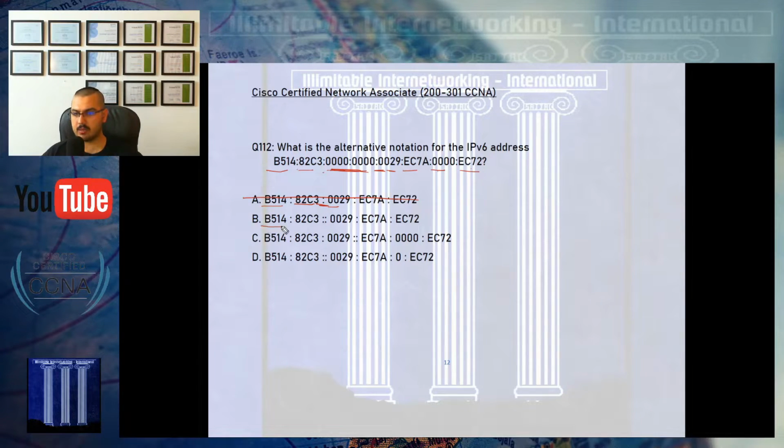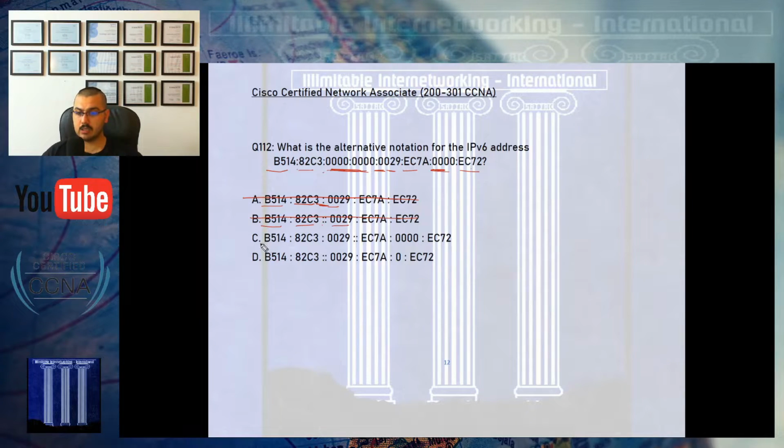B starts again the same first part, the second part, a double colon, and then again, so far we are good. And then there is an EC7A and an EC72, and those zeros have disappeared here. Not even a single zero is replacing them, so this will be incorrect, because this double colon will inject like 12 zeros to complete the 8 parts. So it definitely will be a different address.